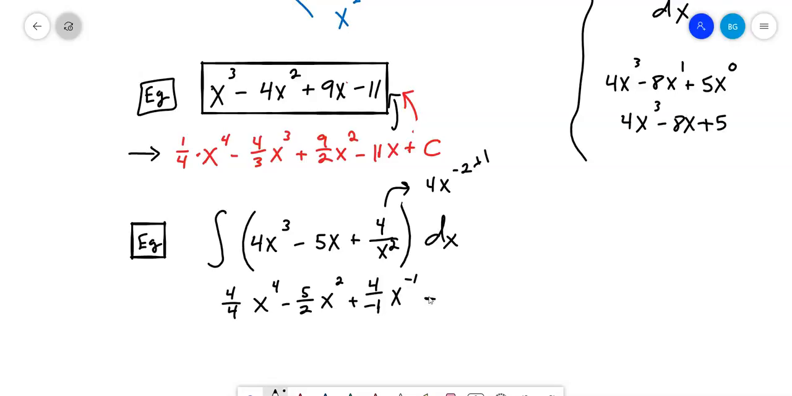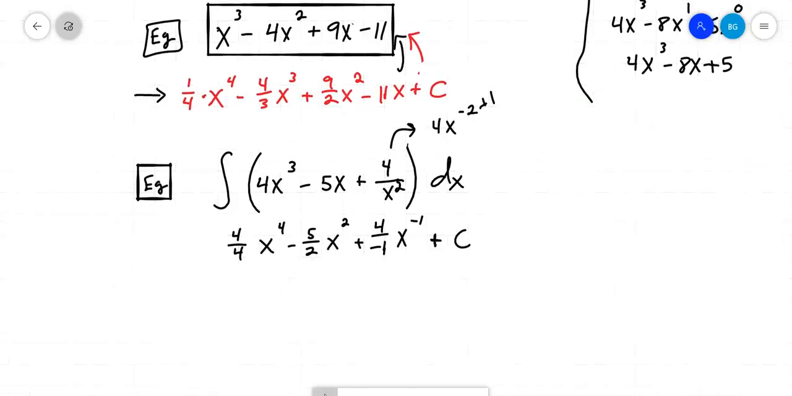Don't forget that we might have had a constant on here that we don't know about, right? That gets lost in translation, so we'll just go ahead and add our plus c before we forget about it. And let's go ahead and simplify. So 4 over 4 is just a 1. 5 halves, not much to do there. Let's make that minus 4 over x, right? Because x to the negative 1 will be down in the denominator, plus c. So there we go. That's how we would find that antiderivative.